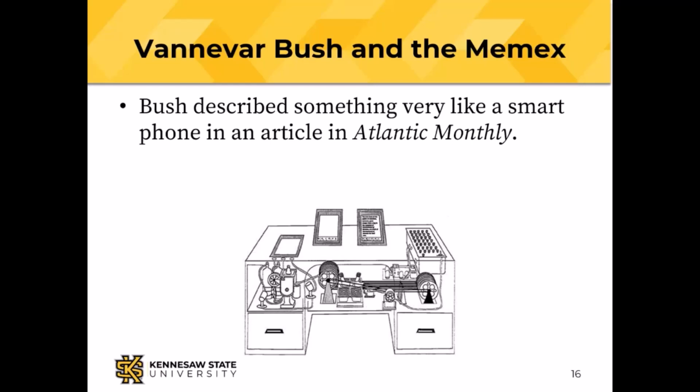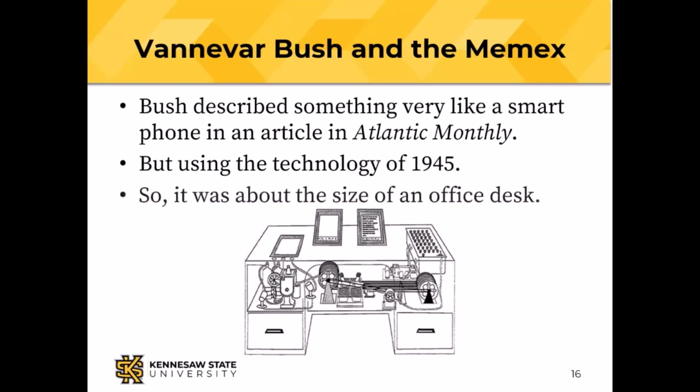About 1945, after the end of the World War, Bush described something that he called a MEMEX, memory extender. This is something the size of an office desk, and you can see that there are gears and pulleys and wheels and microfilm and all kinds of stuff in there. The idea was to expand the human memory, and it was designed using the technology of 1945. You could have actually built this thing, or at least most of it, about the size of a desk.